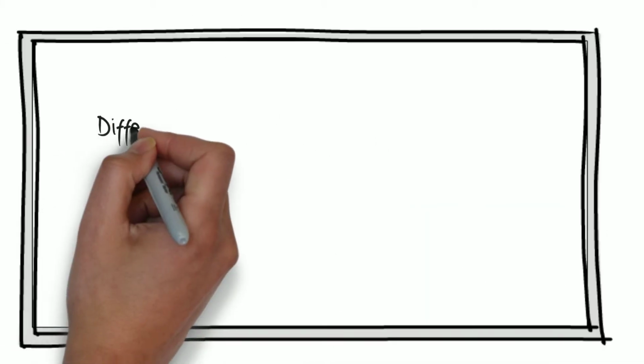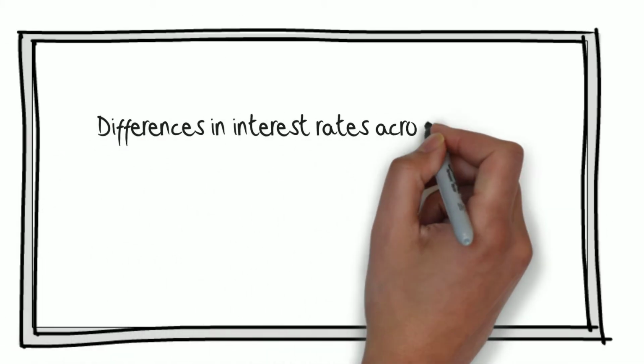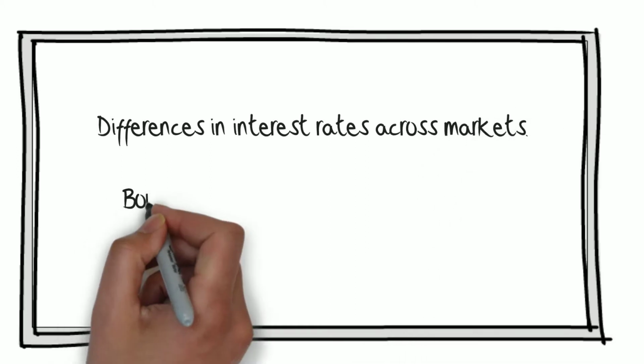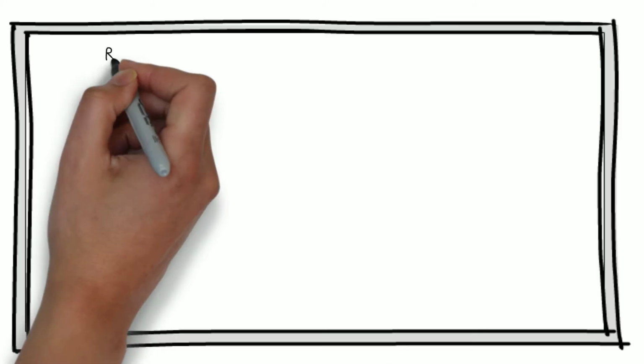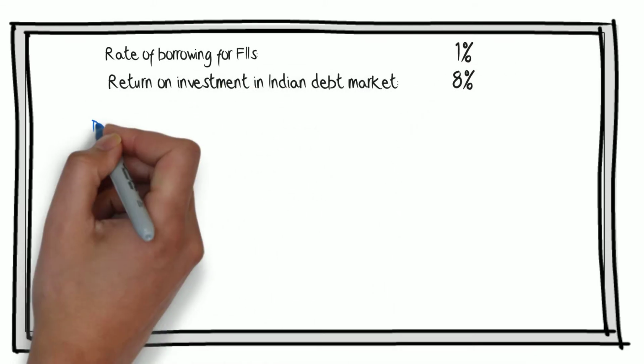Global investors take advantage of differences in interest rates across markets. They borrow where it is cheap and invest where the return is high. Let's assume that FIIs borrowed at 1% in the global market and invested in Indian debt markets at 8%.